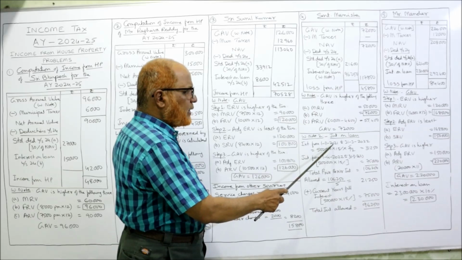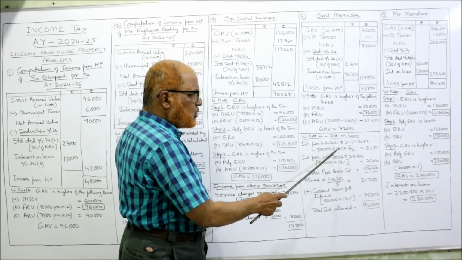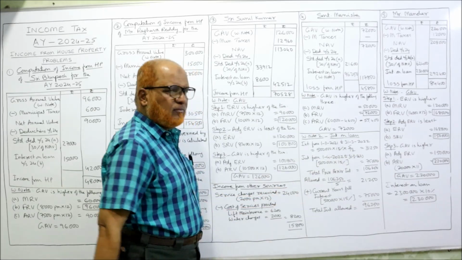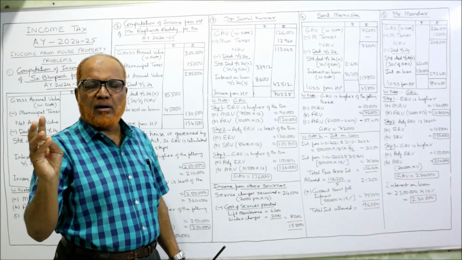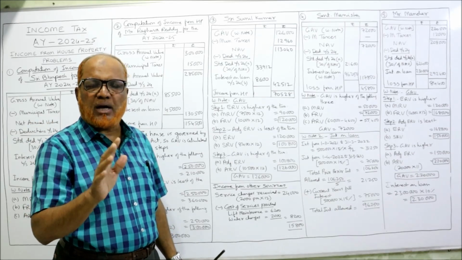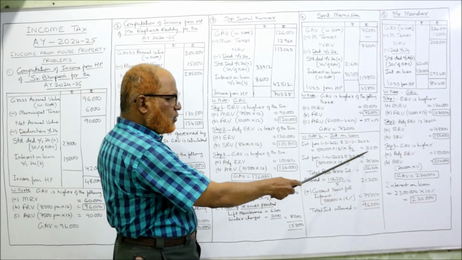Interest from 1/11/2021 to 31st March 2022. 5 lakh into 15% into 5 by 12, because the loan was taken on 1st November and we are closing the accounts on 31st March 2022. So 5 months interest comes to 31,250.